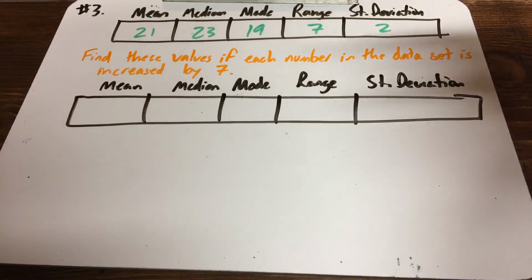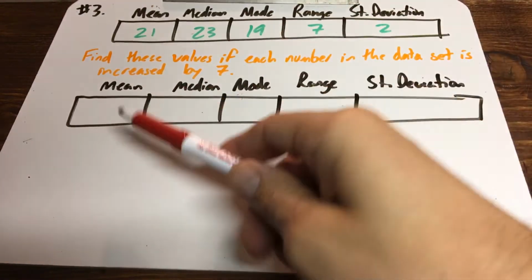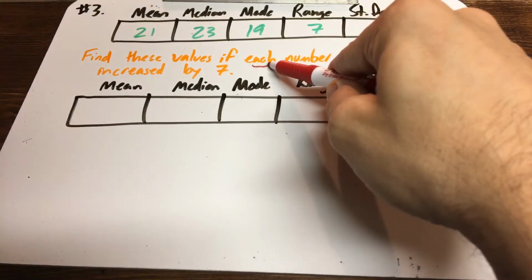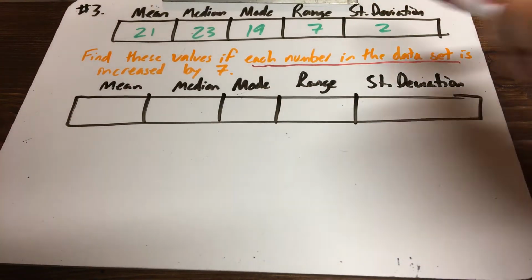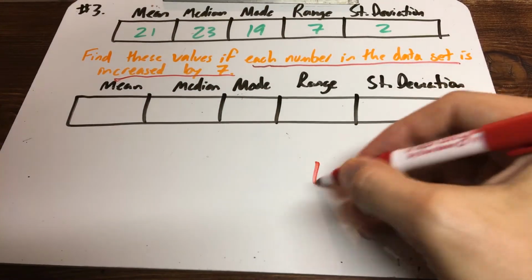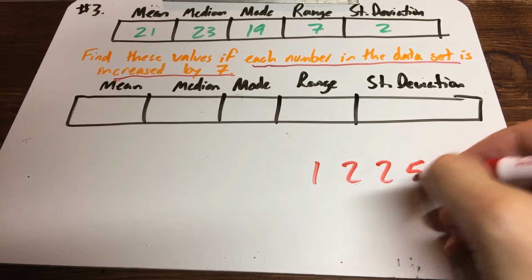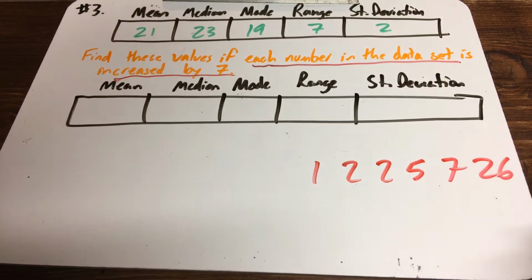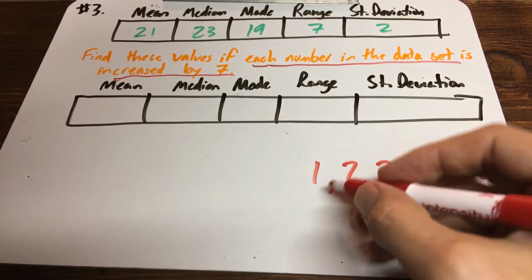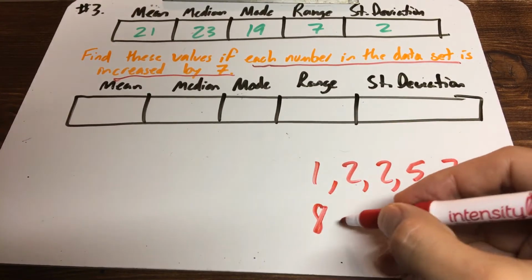And it's going to ask you, what would happen to the mean, median, mode, range, and standard deviation if every number in the data set is increased by 7, right? So if you just take your imaginary list of numbers, kind of similar to the one we had on the last question, they're saying, okay, what happens if you took every number in the list and increased it by 7, and you added 7 to everything, right?